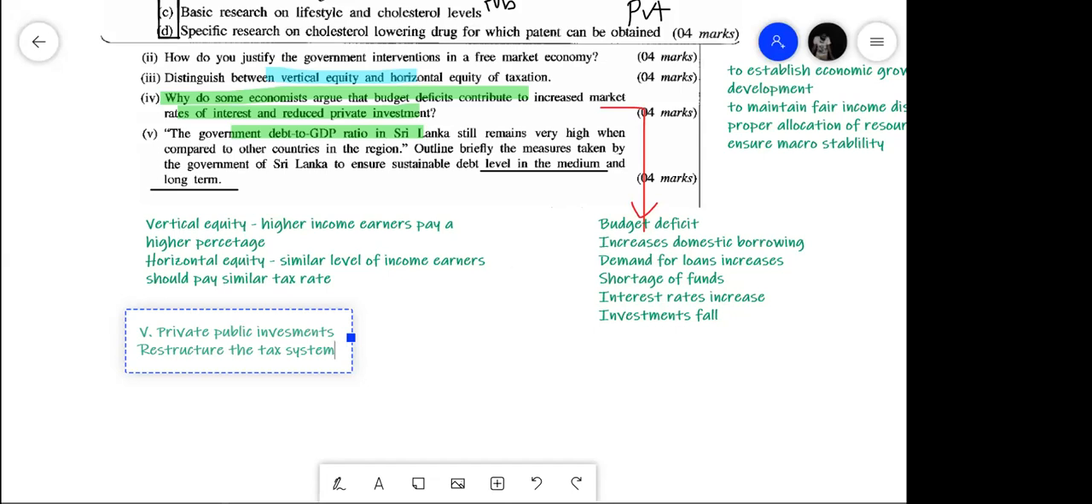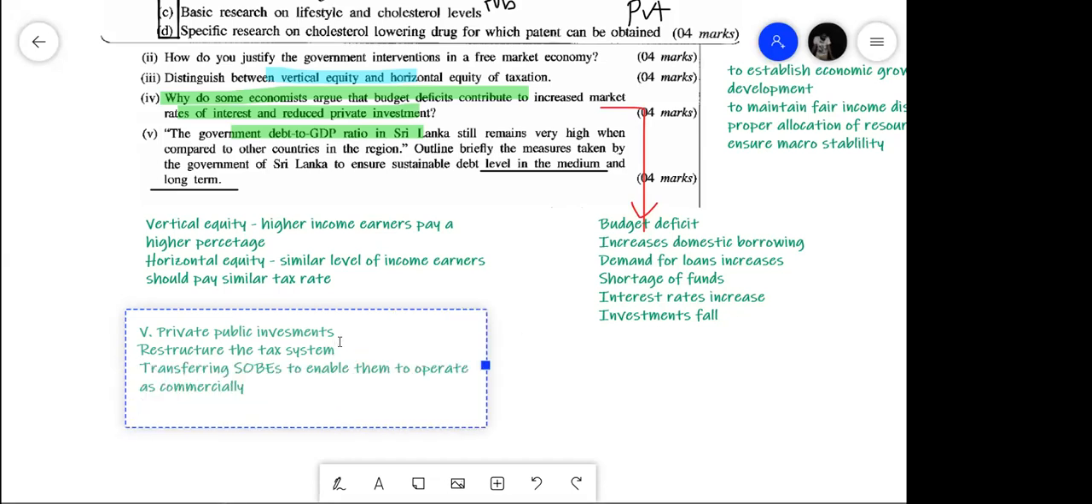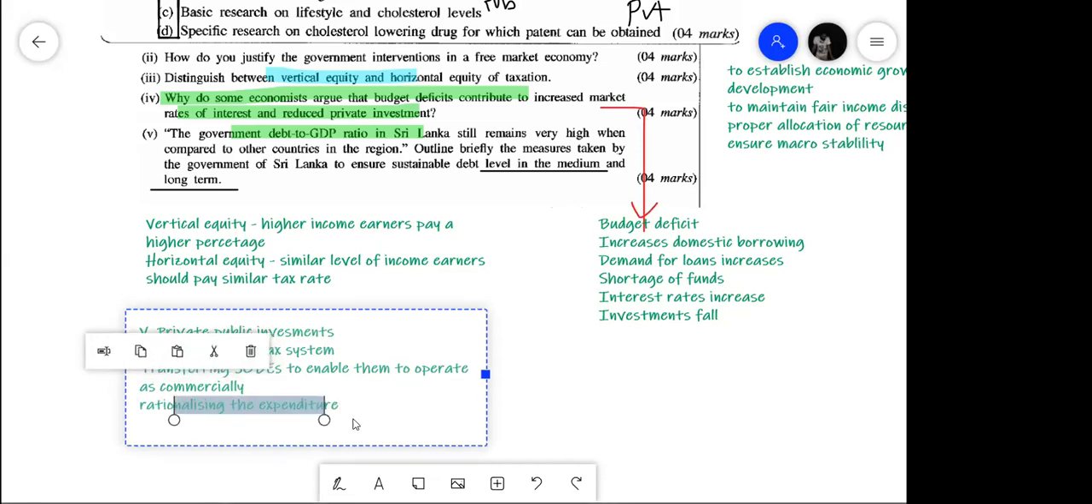Yes, transferring state-owned business enterprises to enable them to operate commercially, fine. You can talk about that. It's more like privatization, but not privatization. What else? I'm thinking about what they have done recently. For medium and long-term sustainability, rationalizing of expenditure. They came up with something called zero-based budgeting and stuff like that. Then revenue-based fiscal consolidation was something else that they came up with. So, different things, guys.